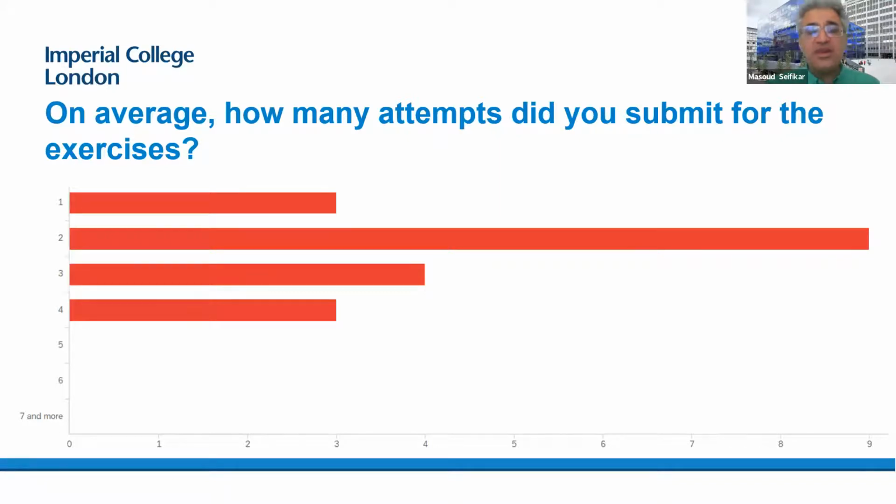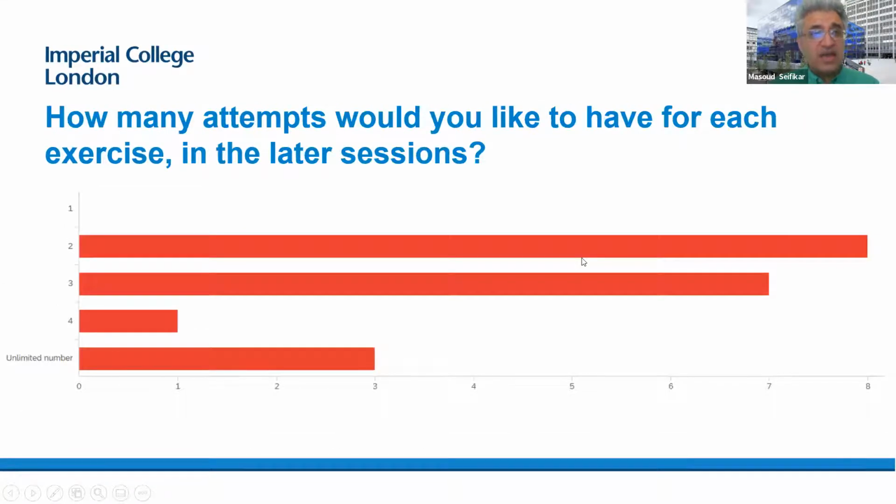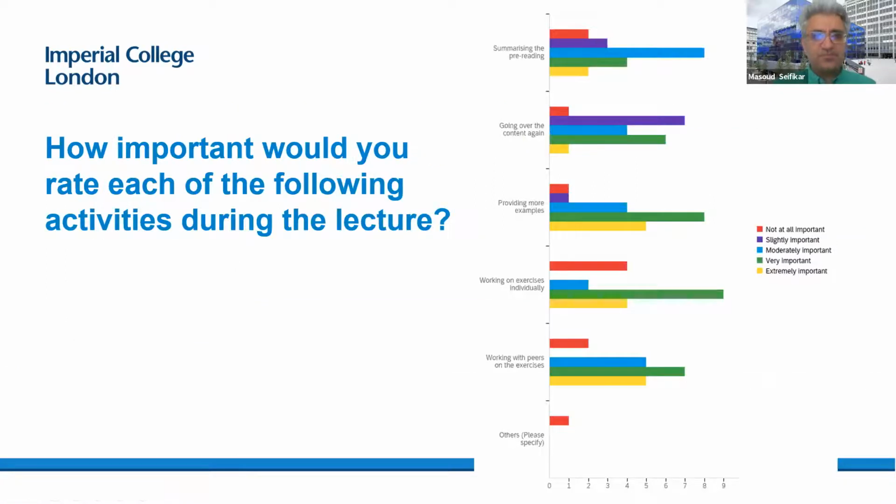On average, how many attempts did you submit for the exercises? It varies from 1 to 2, but the peak is around 2. And also, how many attempts would you like to have for each exercise? It seems, again, they want 2 to 3 attempts, a chance at least for resubmission.